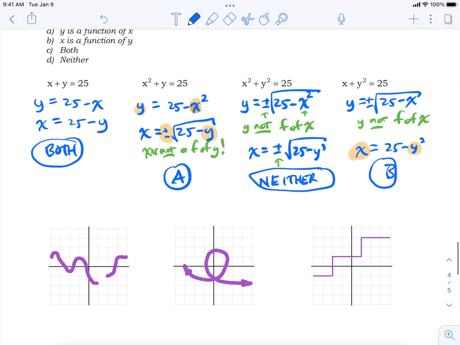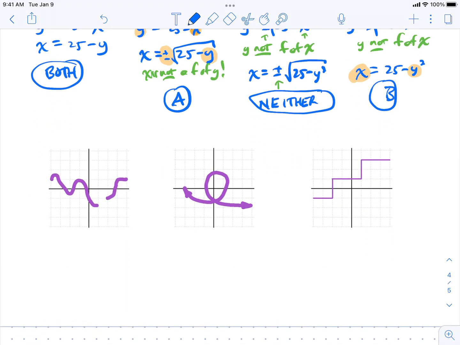A couple more, just some graphs here. Now with these, you can just be thinking vertical line test, so I'm hoping it jumps out right away. This one is not a function. It fails the vertical line test for sure.